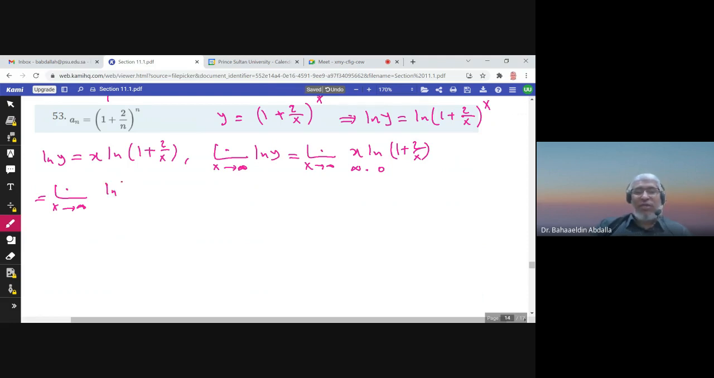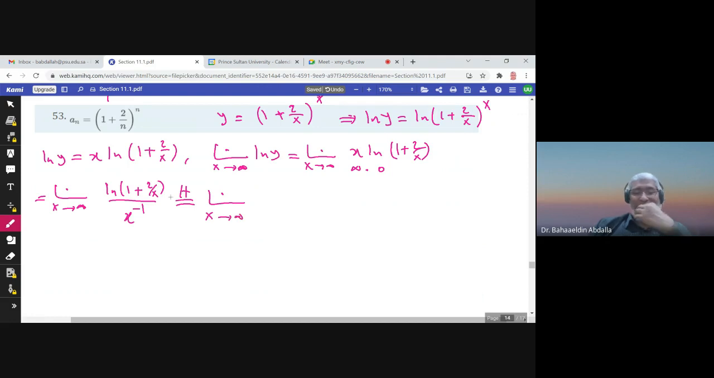This means I take the x below. So I write it as x to the power negative 1, or 1 over x. Now, if I replace x by infinity, this would be 1 over x, 1 over infinity, which is 0, and ln 1 is 0, so it would be 0 over 0. With 0 over 0, I can use L'Hopital's rule.